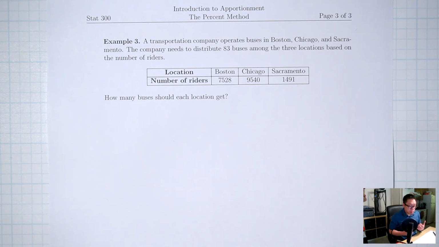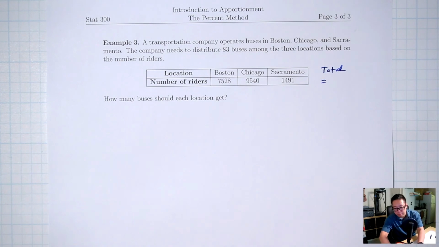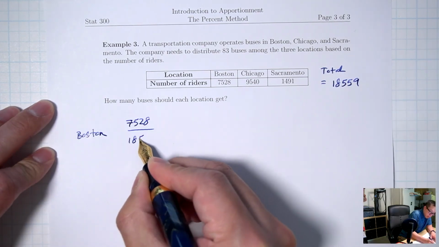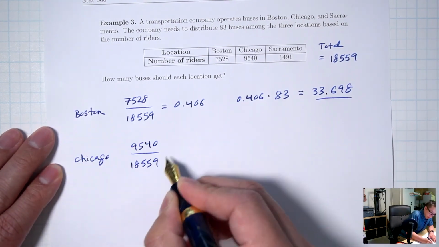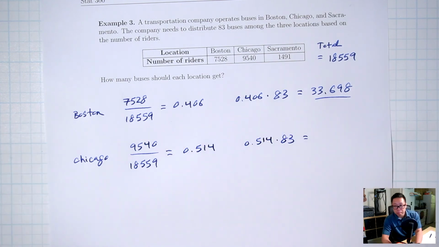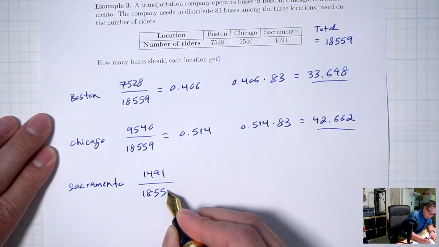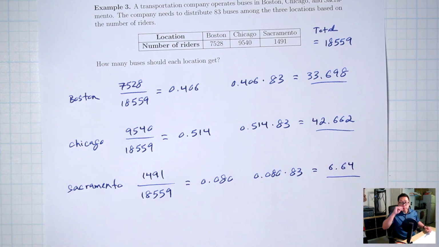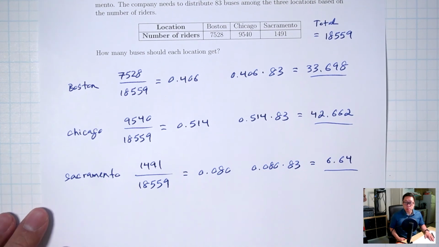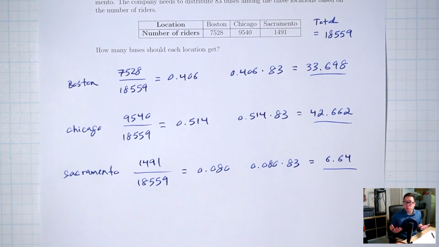So for this problem, I'm going to speed up the video and work out the problem. So feel free to pause it, work it out, and then check your answer with me at the end. So to start, I'm going to need to find the total number of riders for these 3 cities. All right, so these are the answers I'm getting. Hopefully you got the same answers. If you got different answers and you don't know why, make sure you ask me.